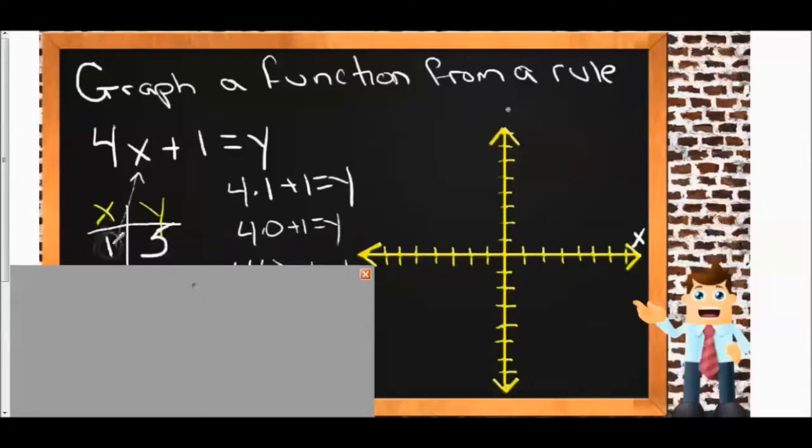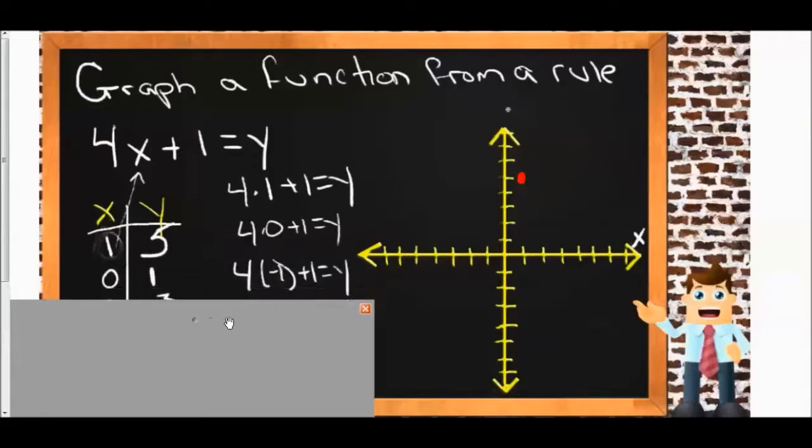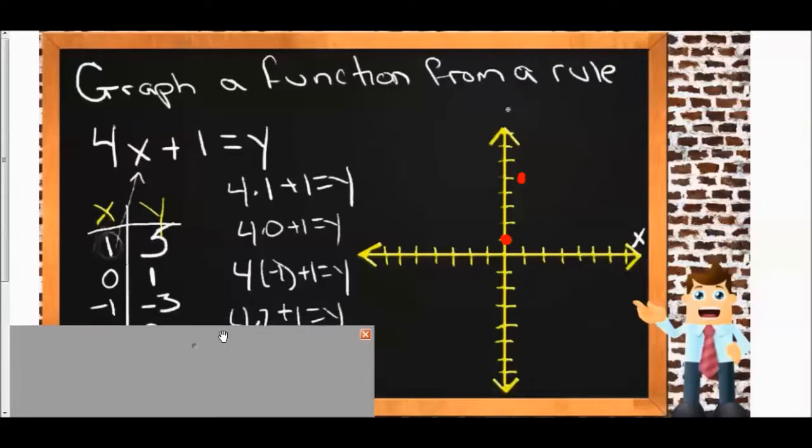So for the first one, if I put 1 in there, put that into x, 4 times 1 is 4. 4 plus 1 is 5. So I'm going to graph 1, 5: 1, 2, 3, 4, 5 right there. Okay? And then if I put 0 in there, 4 times 0 is 0. 0 plus 1 is 1. So 0, 1.